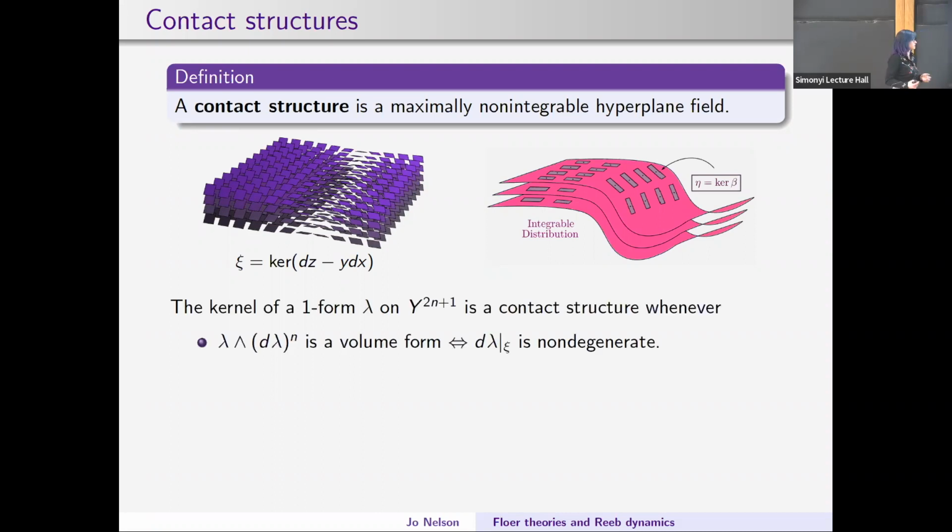There's a slightly more friendly way to figure out when the kernel of a 1-form determines a contact structure, which is to compute lambda wedge (d lambda)^n and see if you get a volume form. If we compute d of (dz minus y dx), we get dx wedge dy. And if we do lambda wedge d lambda, we end up with dx wedge dy wedge dz, which we all hopefully agree is a pretty reasonable volume form for R^3.